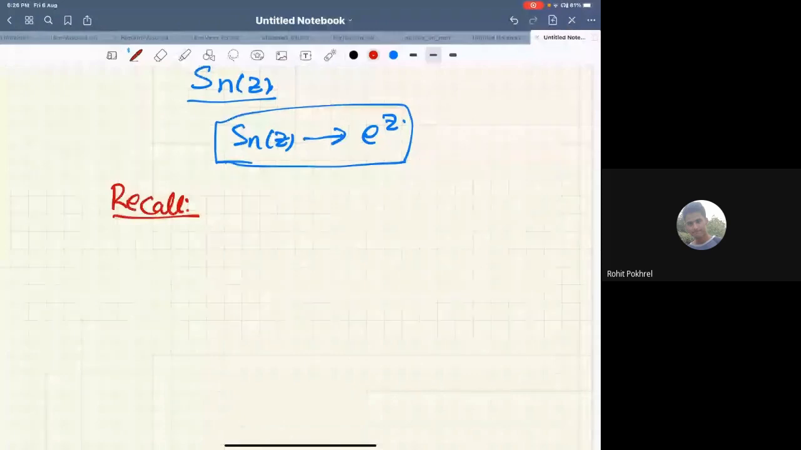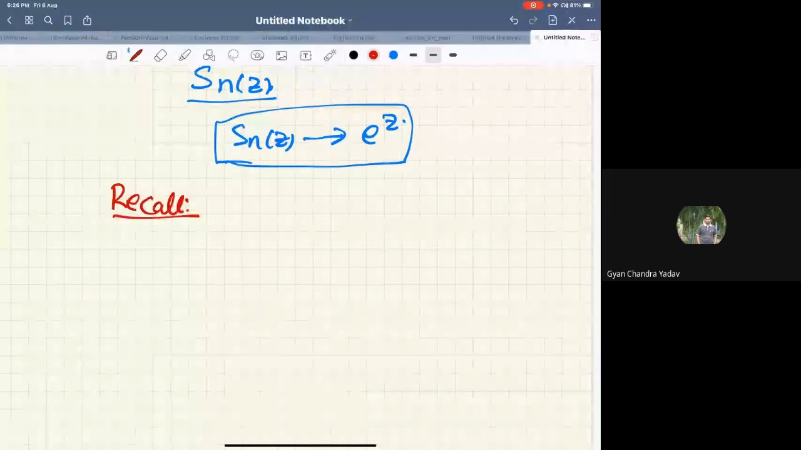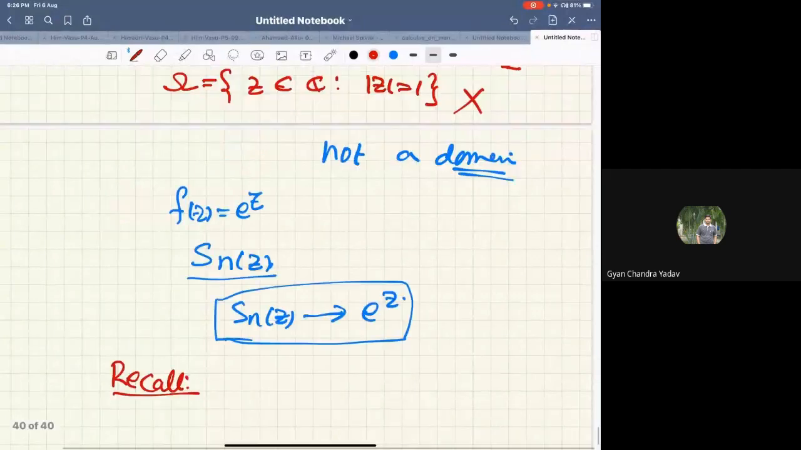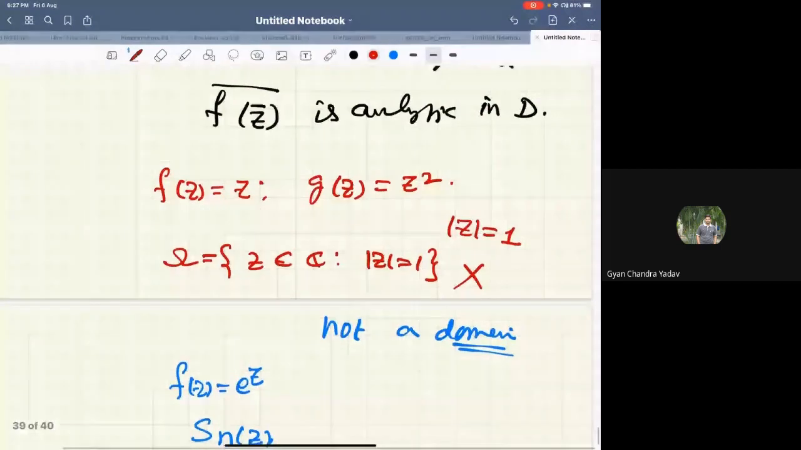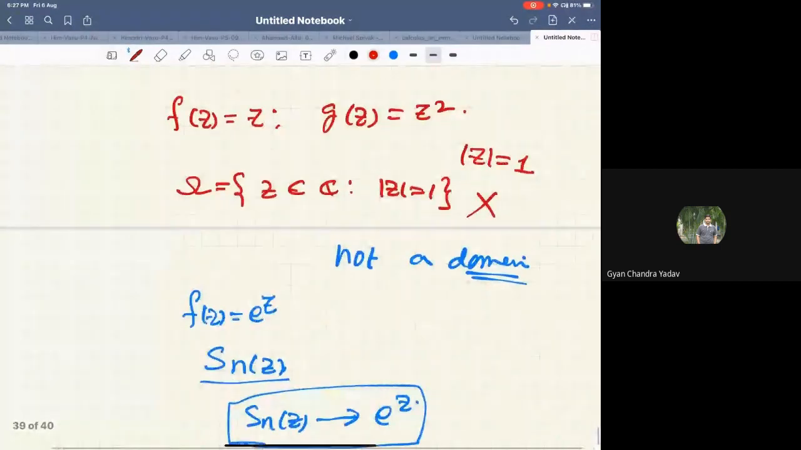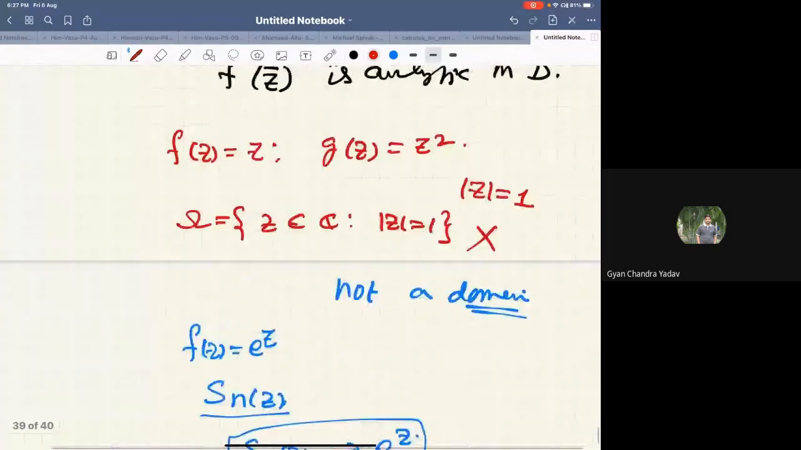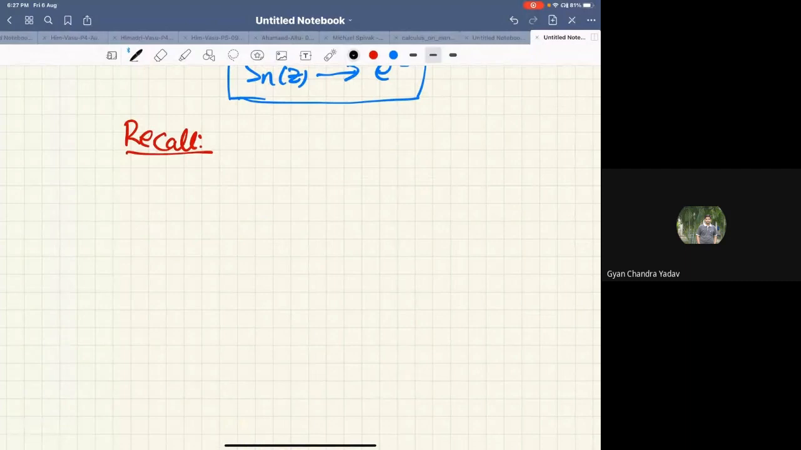Sir, in the last statement which you made, please explain it in short. f of z bar, whole bar. Okay, I will do it. Let me write. You can mute the mic.